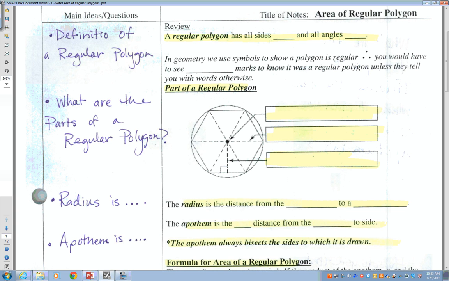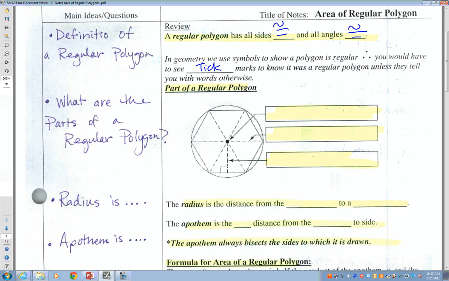Okay, so first we should be familiar with what a regular polygon is. It has all sides blank and all angles blank. What makes a polygon regular? Yeah, so all sides are congruent and all angles are congruent. You should be able to identify that by seeing tick marks to know that you have a regular polygon, unless they use words.